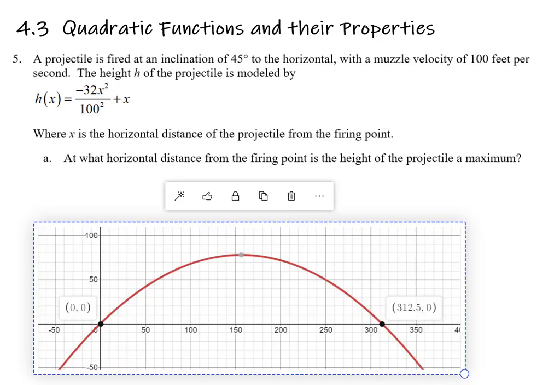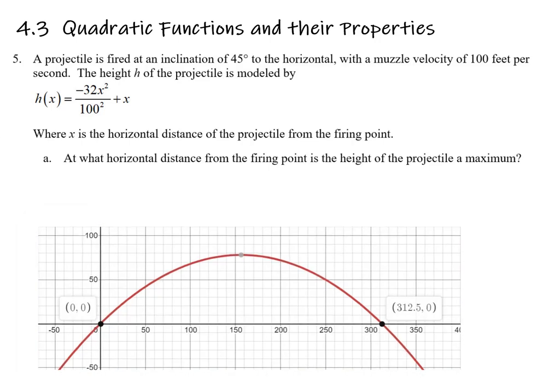Looking at this graph that I pulled from Desmos.com, I'm able to see that I have two x-intercepts, and I have some type of symmetry going on. I can imagine that the axis of symmetry is going to be halfway in between those. So you can use your calculator to figure that out. And I get 156.25.